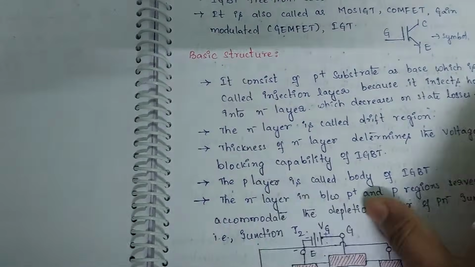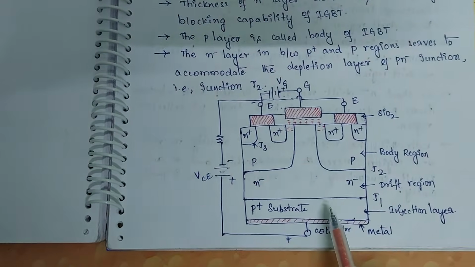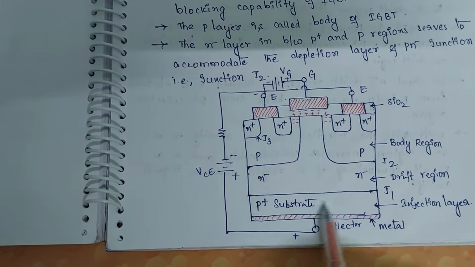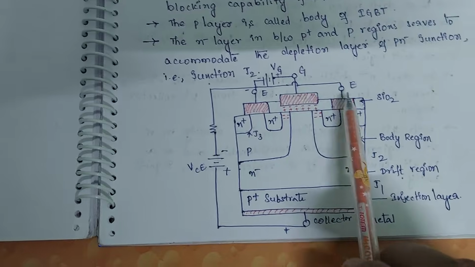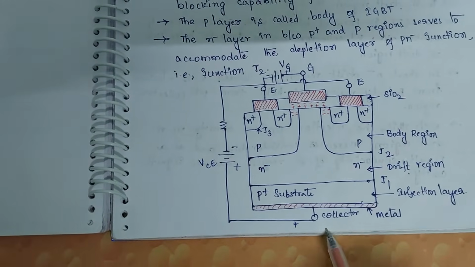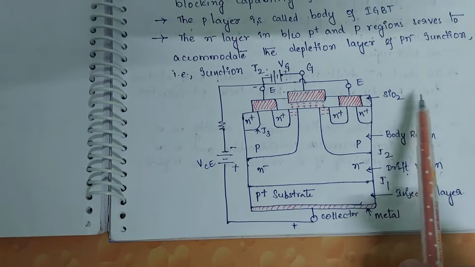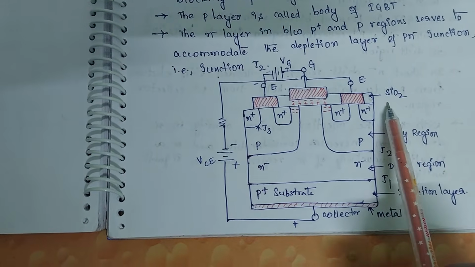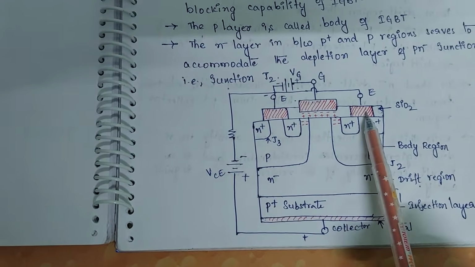So now coming to the basic structure of the IGBT. This was the structure of the IGBT, which consists of a layered structure with the gate terminal, emitter terminal as well as a collector terminal. Here, same as in the case of the power MOSFET, we are going to have a SiO2 layer which is connected to an emitter terminal like this.